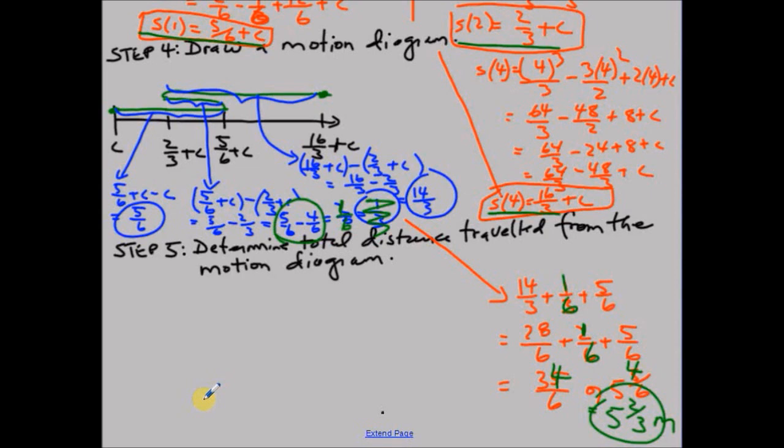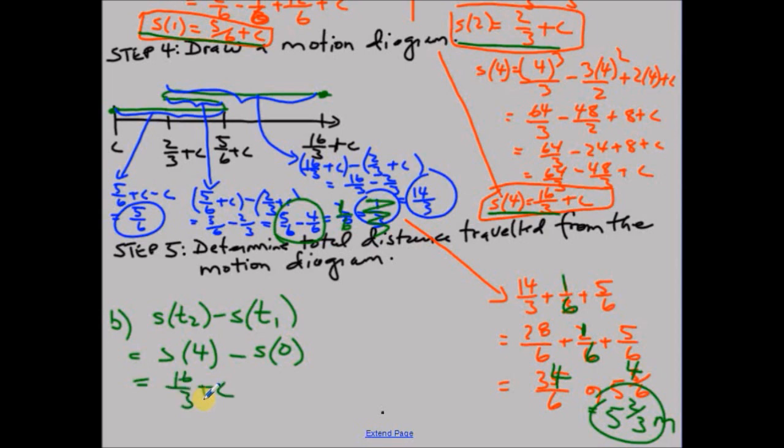Part B is simply find the displacement. So we want to do S of T2 subtract S of T1. And again, we can get this from our motion diagram. We can see that T2 was at 4 seconds. Okay, so S of 4 minus S of 0. So that was 16/3 plus C minus C. So 16/3 or 5 1/3 meters. Okay, so total distance traveled could be different than displacement.